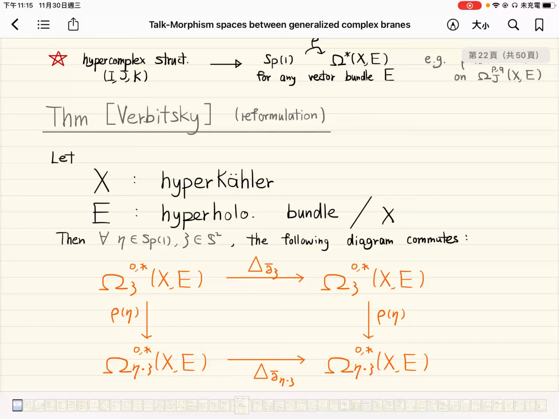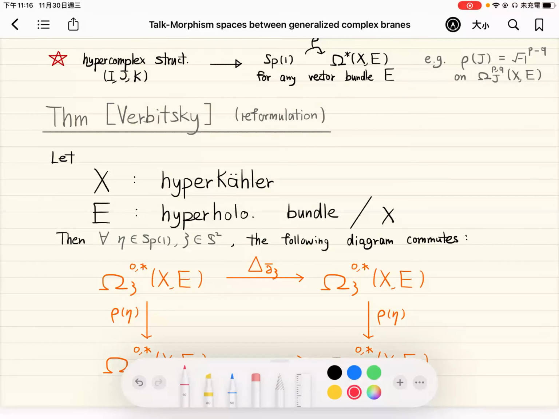Verbitsky's result concerns another kind of holomorphic vector bundle on the hyperkähler manifold X, which are called hyperholomorphic bundles. As I said, a hyperholomorphic bundle is by definition a Hermitian vector bundle which is holomorphic with respect to any complex structure J_theta for all theta in S2. And if you read the work of Verbitsky, you see that there is an SP1 action also acting on the E-twisted forms on X. But that one is a natural one given by the hypercomplex structure, IJK here.